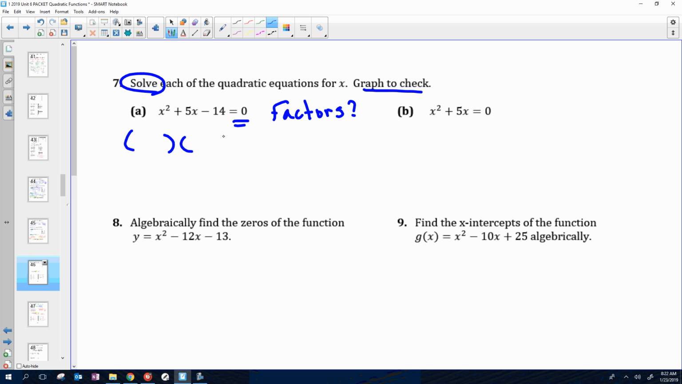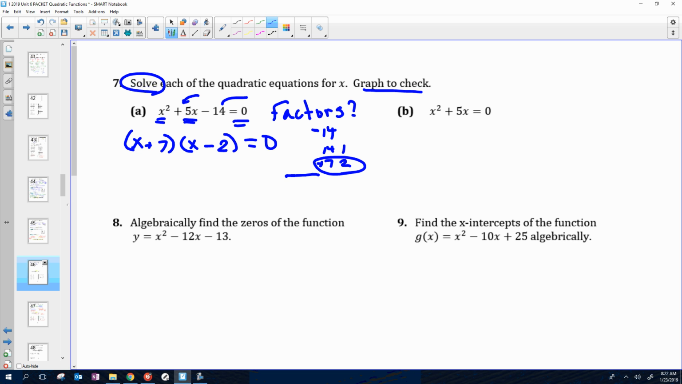So this is a trinomial. I've gotten good at factoring. X squared is x times x. And then I look at the 14. I could use a 14 and a 1 or a 7 and a 2. Noticing the 5 in the middle, I'm going to use a 7 and a 2. And then noticing that the negative is on the 14 and the 5 in the middle is positive, I'm going to use a positive on the 7 and a negative on the 2.